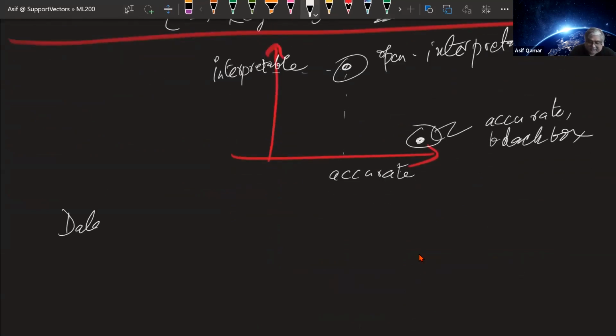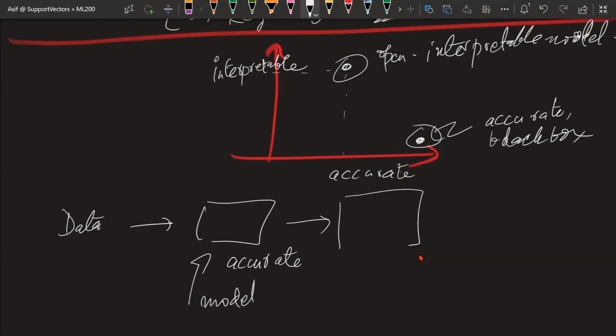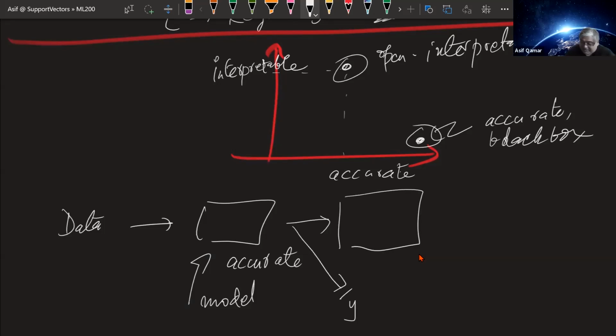You take the data, you build the most accurate model, but your accurate model may have all sorts of very genuine problems. For example, there are ethical problems of bias, racial bias, gender bias, and whatnot, discrimination. So you can't trust this model as a black box. So what you do then is you use it for making predictions, your y hat, but you also create an interpretable approximation to it, local approximations.